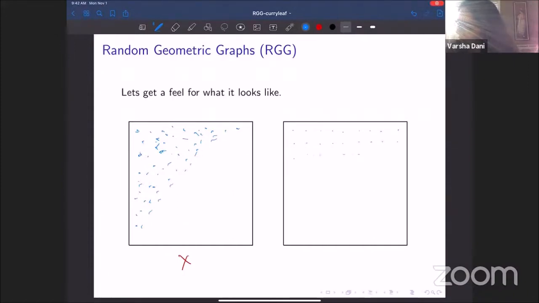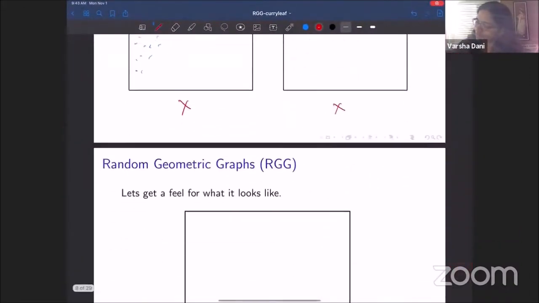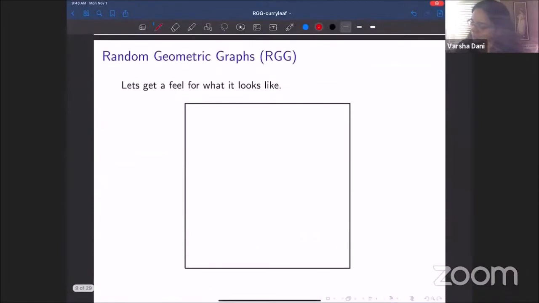Again, yes, of course it could. You know, if you toss a coin 1,000 times, it can happen that you get 1,000 heads, but these things are extremely unlikely. So again, this is not what the graph looks like. Okay, so what does it actually look like?